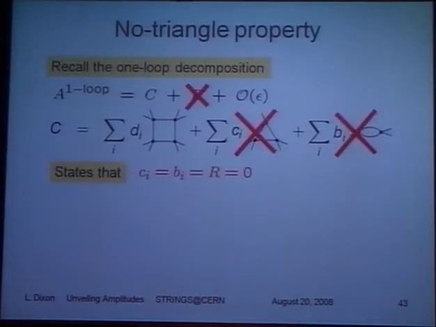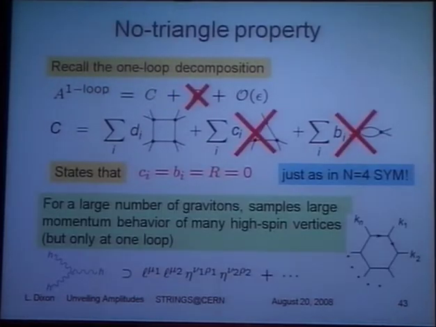And the property says that in some ways N equals 8 supergravity at one loop looks very much like N equals 4 super Yang-Mills. I mentioned that that theory is made up completely of boxes, and that's what the no-triangle property for N equals 8 supergravity asserts. And this is one way of learning about the ultraviolet properties of N equals 8 supergravity, because you can probe many different vertices as you go around this loop.